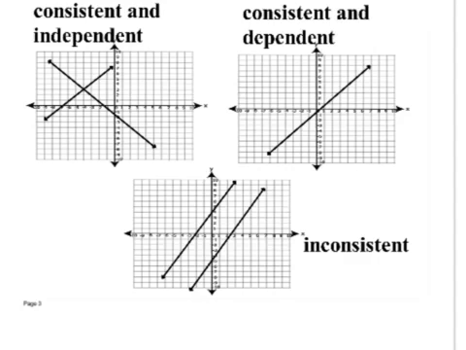Any questions? For inconsistent lines, do they have to be parallel? Yes, they do. If they were not parallel, would they cross somewhere? They'd be consistent. They would be consistent and independent.